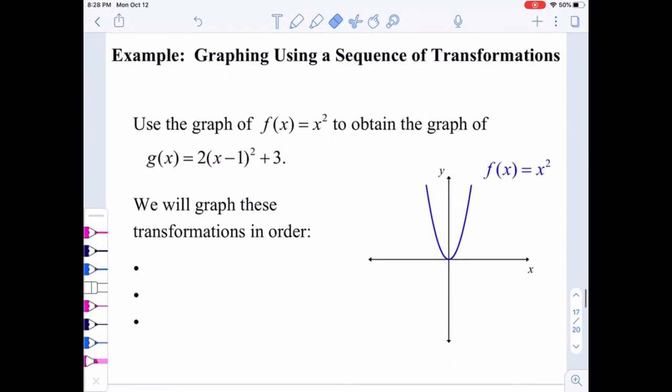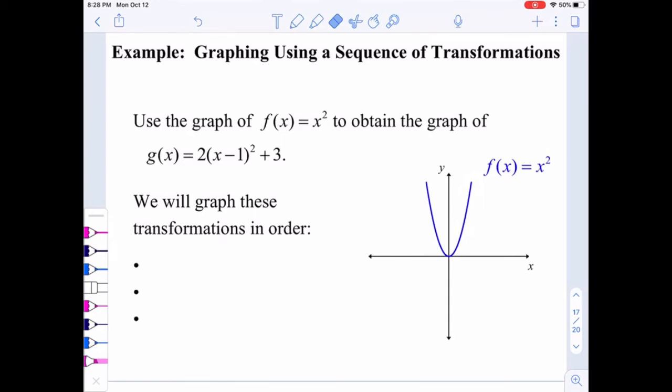So let's try an example. Graphing using a sequence of transformations. It says to use the graph of f of x equals x squared to obtain the graph of g of x equals 2 times the quantity x minus 1 squared plus 3. Notice that these are both quadratic functions. We have an x squared and then we still have that x minus 1 that's being squared. So we're still going to have the same shape. We're still going to have our U shape, but our U shape is going to transform a little bit.